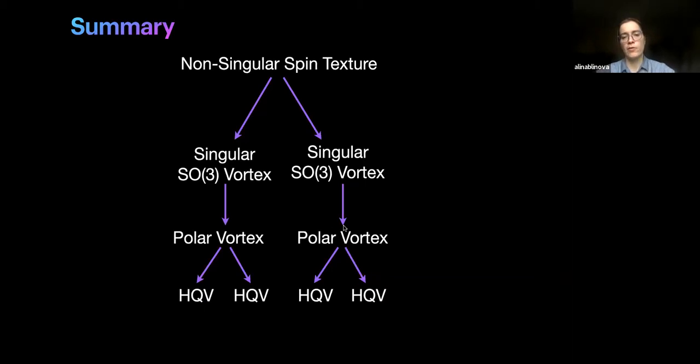And then after we drive this magnetic phase exchange, we end up with two polar vortices, which after the rotation of the vector by the RF pulse gives us 4 half quantum vortices, or strongly suggests the presence of 4 half quantum vortices. So that is all I have for today. I welcome any questions.